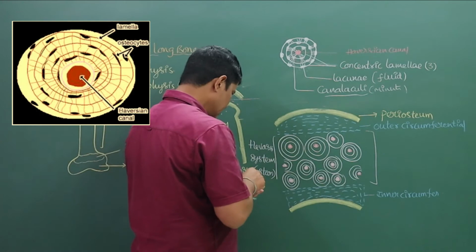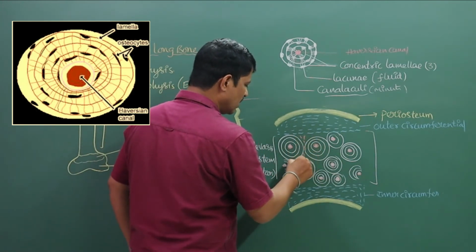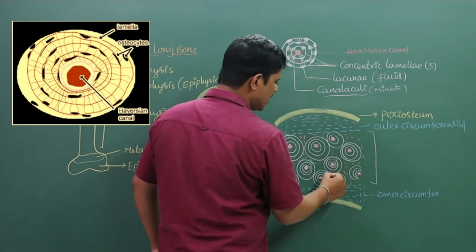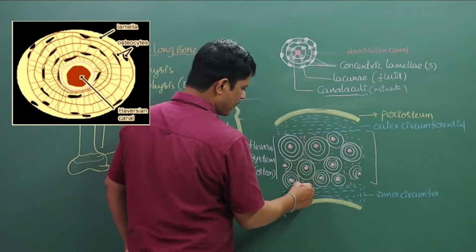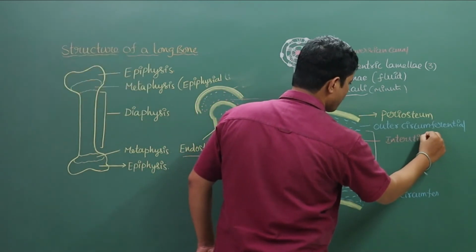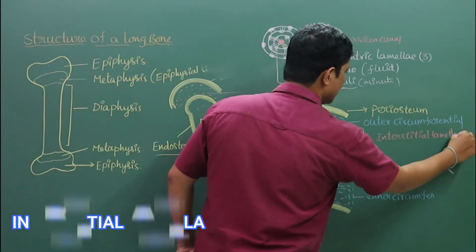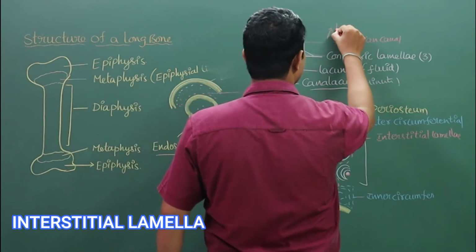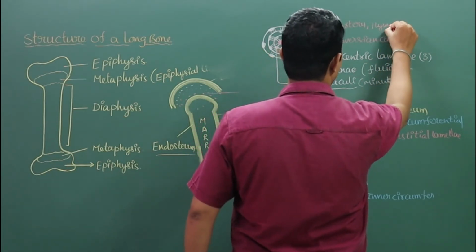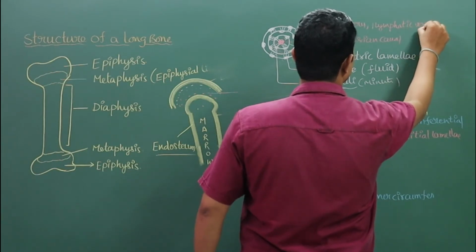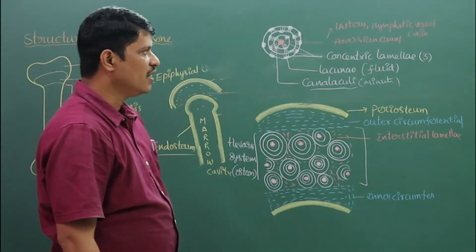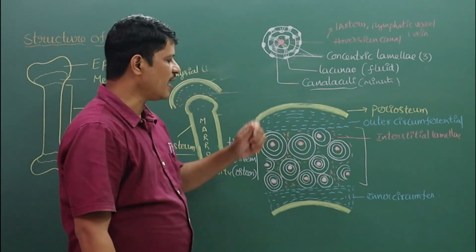The spaces present in between these Haversian systems are known as interstitial lamellae. These are interstitial lamellae. And this Haversian canal contains one artery, one lymphatic vessel, and one vein. This is a Haversian canal.